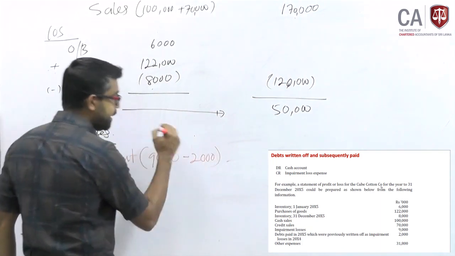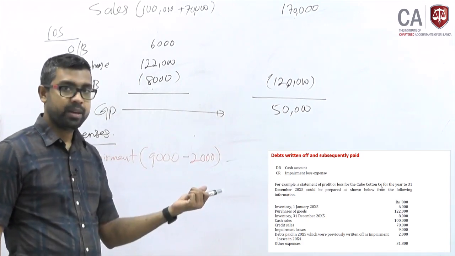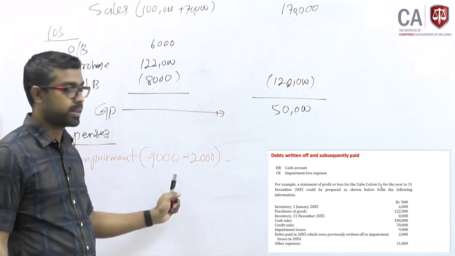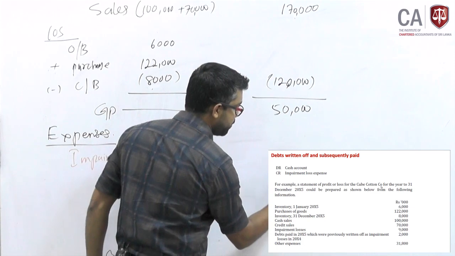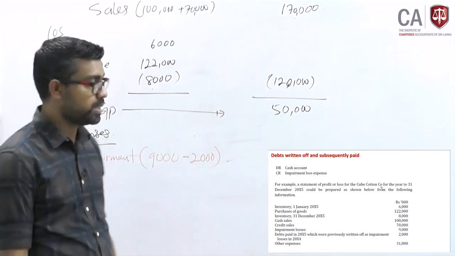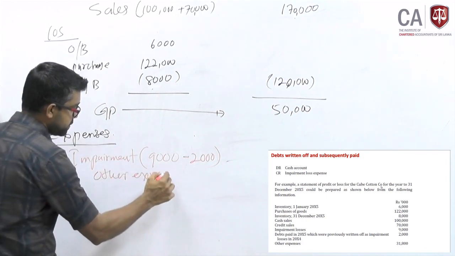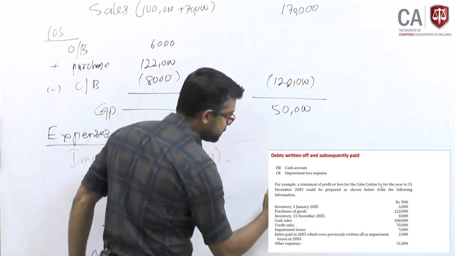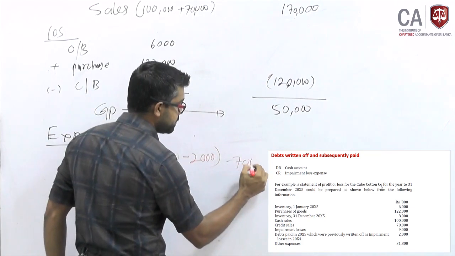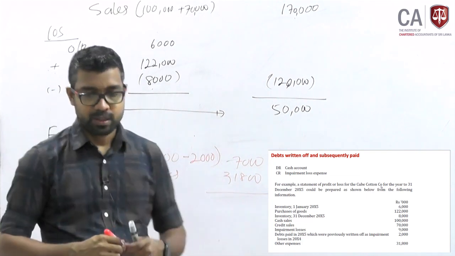Why? Because this will be a credit to impairment loss account. Double entry, if you can remember: cash debit, impairment loss account credit, which means you have to deduct it from 9,000. 7,000 will be the total impact. And you have other expenses of 31,800.